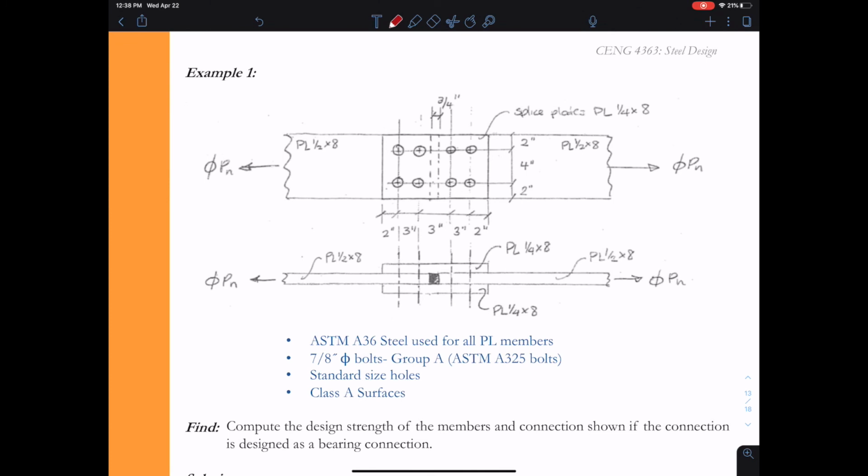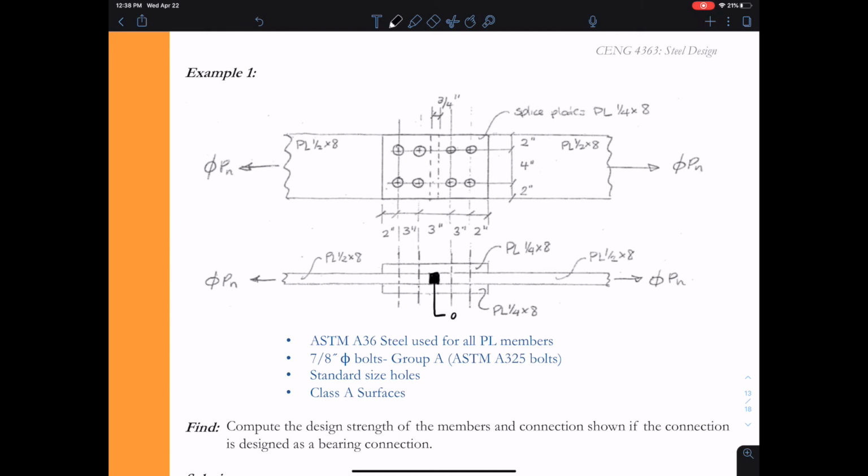Woohoo, an example problem. We love to do some calculations, and hopefully it's no different when we look at it for bolt limit states. So go ahead and familiarize yourself with the connection. We have two plate members that are being pulled apart, and then we have a double lap splice crossing the two plate members as shown.